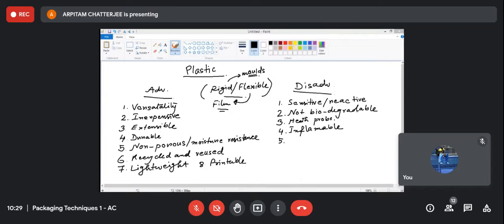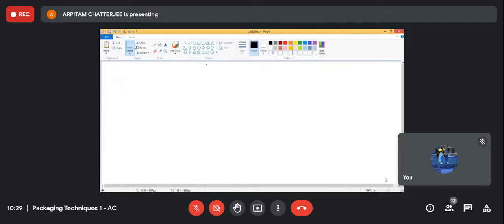Any other important disadvantages of plastic? Okay. So if you find any more, you can keep on adding. If you see the notes, I have already said about the different thermoplastics. Those are used for packaging. Now, apart from thermoplastics, there is another one which is called thermosets.